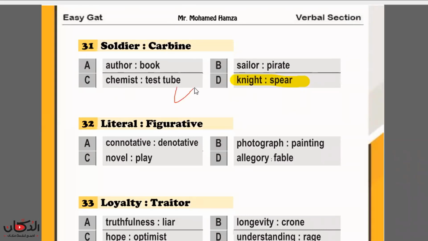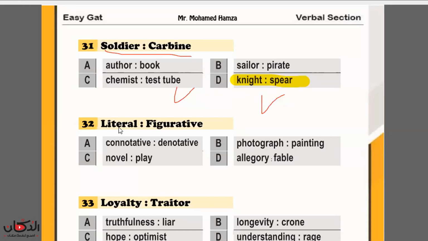It's a tool. Right, it's a tool. It's not a weapon. Yeah, I think that's maybe the same relationship. But as I told you, if you have two correct answers, you have to decide which is more close, which is nearer to the question. So knight and spear, oh okay, much closer. Okay.